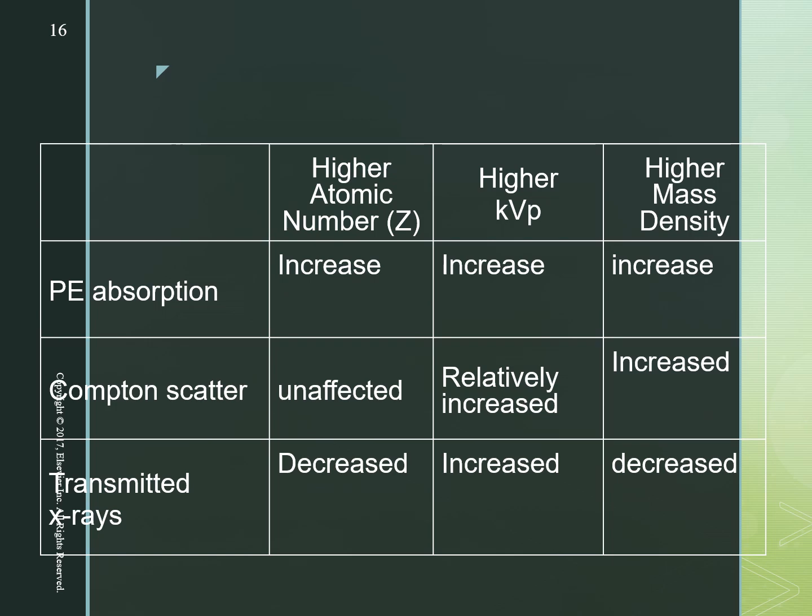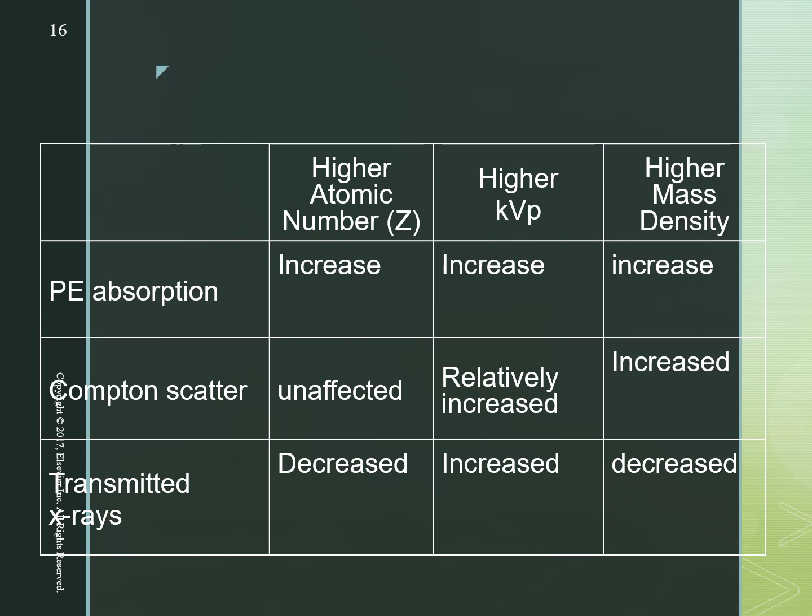Compton scatter is relatively increased. Now, it's not overall: if we have a really high kVp beam, remember that increases transmittability, which would overall decrease Compton. However, it's going to decrease it at a much lower rate than it would for our photoelectric interactions. And that higher kVp is ultimately going to increase transmission, or penetrability.